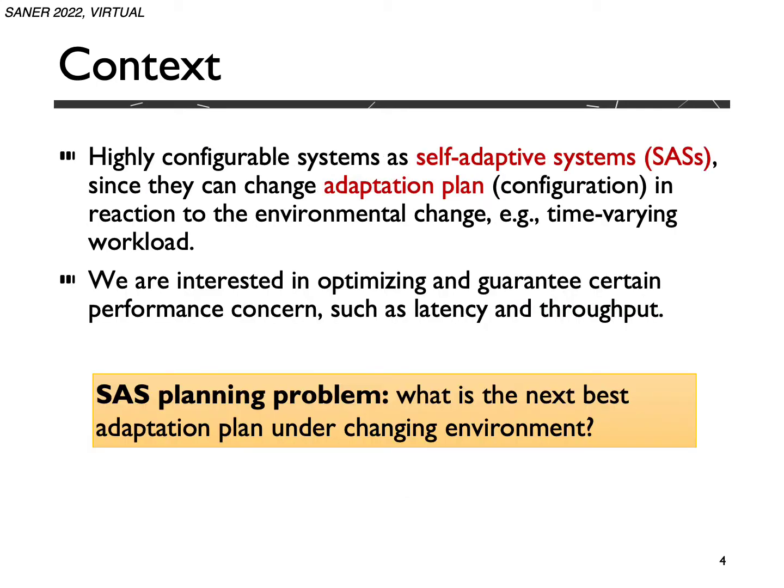So what we are doing in this work is that we try to treat a highly configurable system as a self-adaptive system, or SAS. Therefore, their adaptation plan can be changed at runtime in reaction to environmental changes. We are particularly interested in optimizing and guaranteeing certain performance concerns such as latency and throughput. So essentially, we are facing SAS planning problems. What is the next best adaptation plan under changing environments?